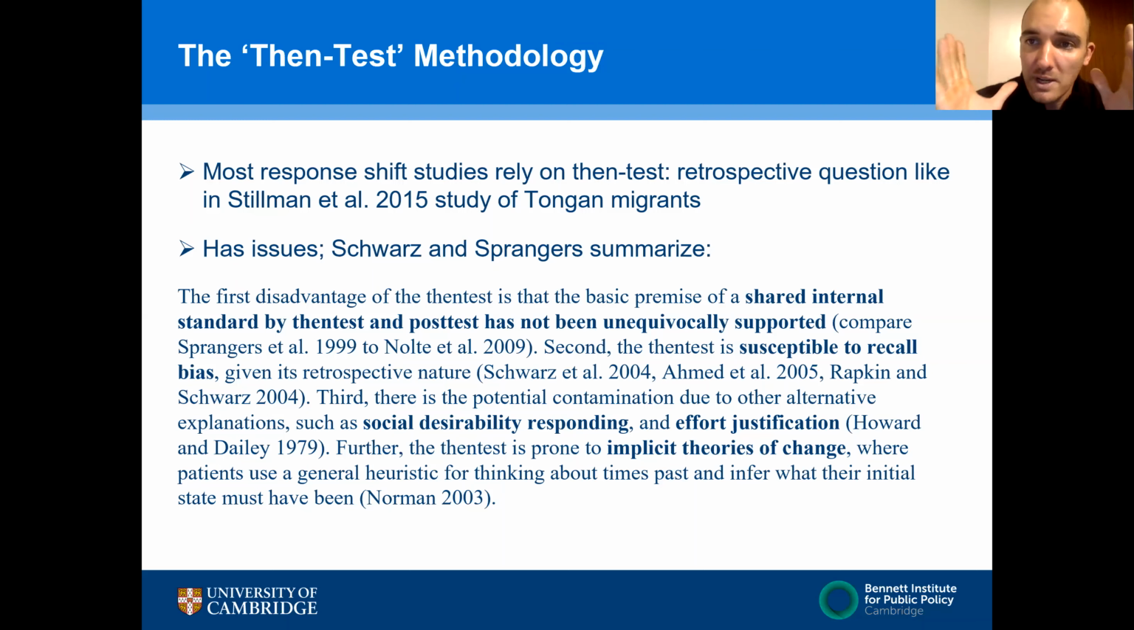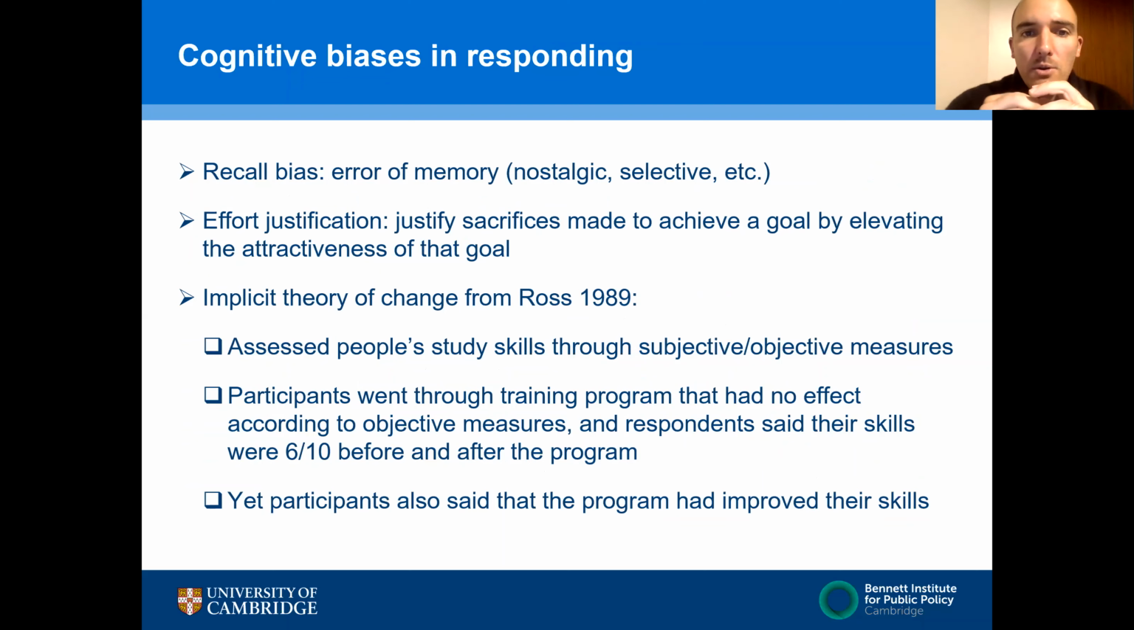So there's this large body of evidence for scale norming that comes out of this then test literature, but a lot of people don't take it particularly seriously because of these cognitive bias issues. So I want to see whether these are really good reasons to not be too concerned about scale norming. So let me just explain these in a bit of detail first.